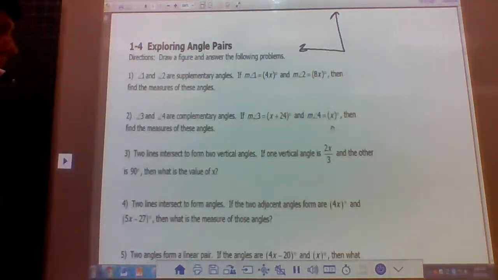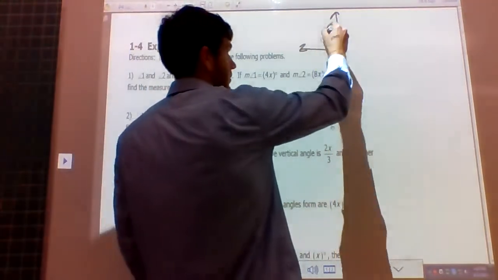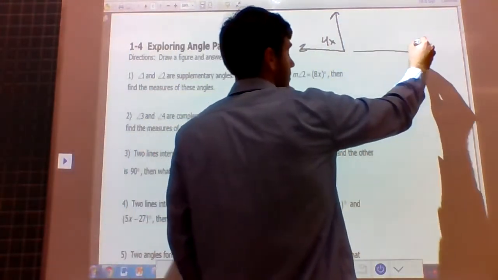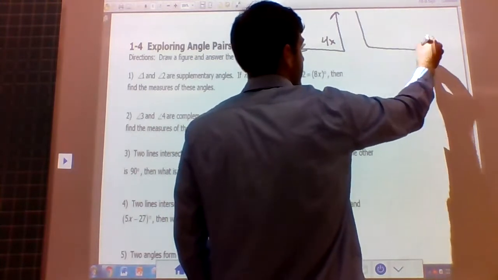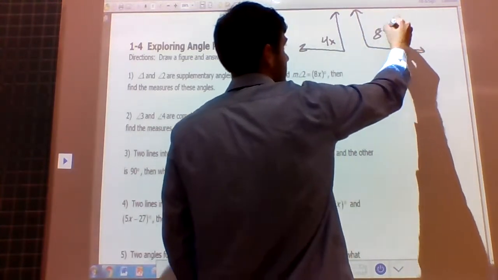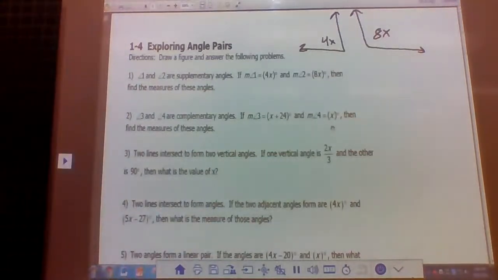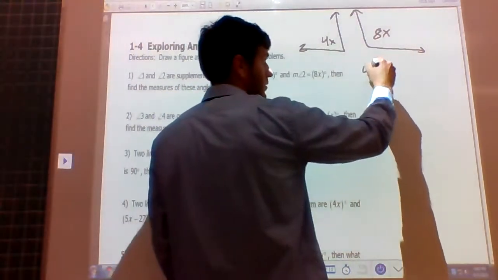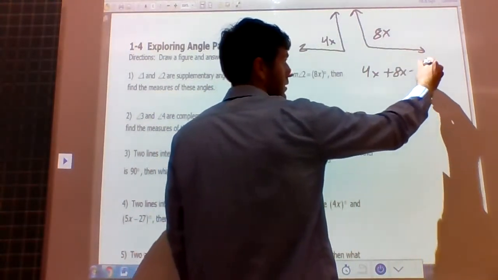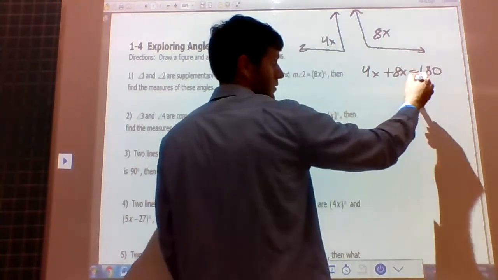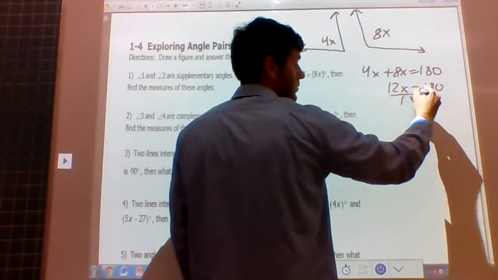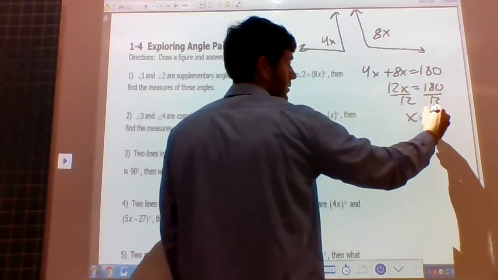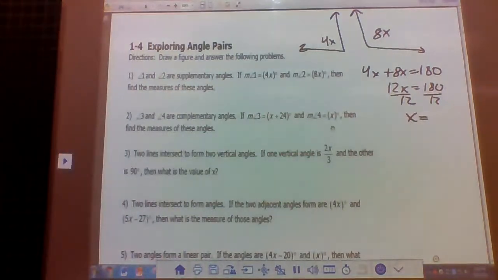Let's say 4x, and then that's going to be 8x. So they're supplementary if they add up to 180. So we're going to do 4x plus 8x equals 180. Combine like terms, that's 12x. And then we can divide by 12. So we get x equals 15.